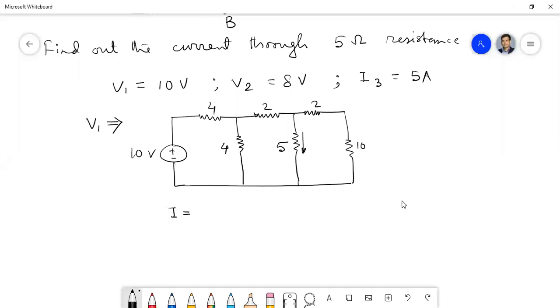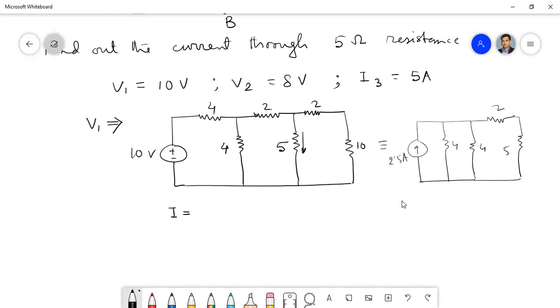Then you remember that ultimately the current through the 5 ampere you have to find. So what else you can do? You can go by the source transformation. Here you have 10 volt and 4 ohm in series, so you can transform it. 10 by 4, that is how much? 2.5. So 2.5 ampere in parallel with 4, in parallel with another 4. And you have 2 as it is, then you have 5.